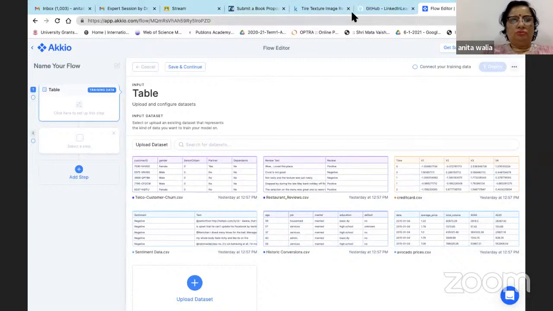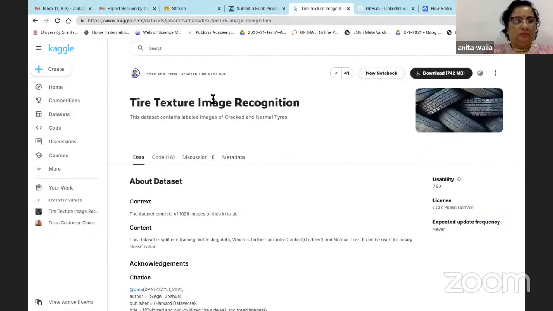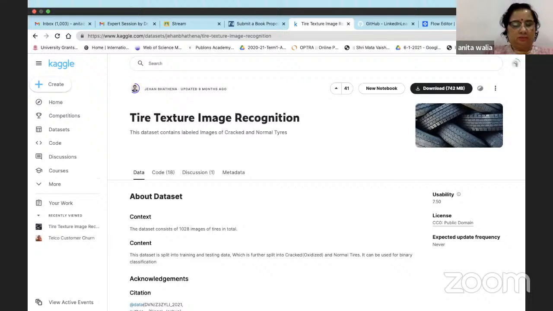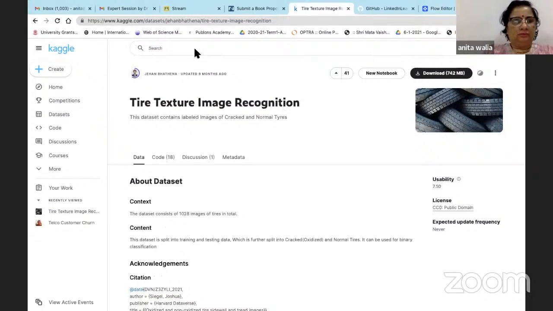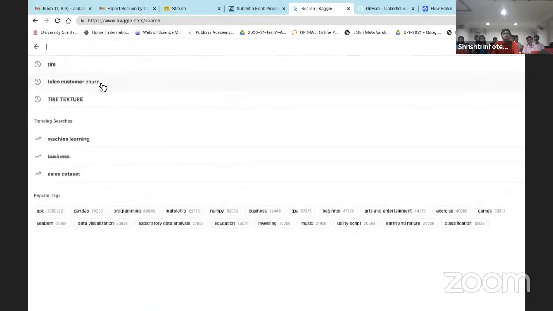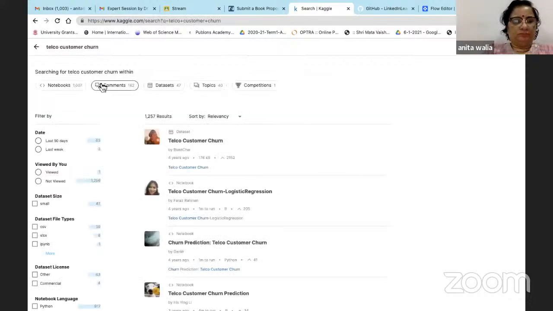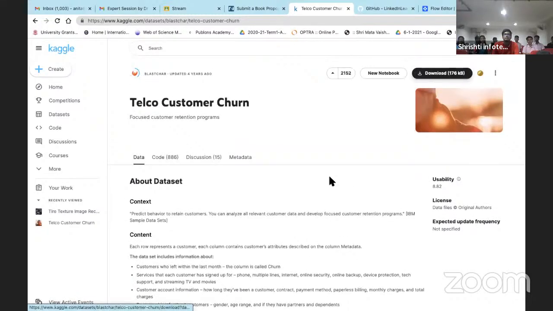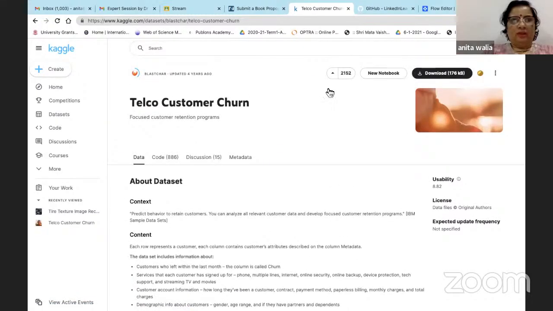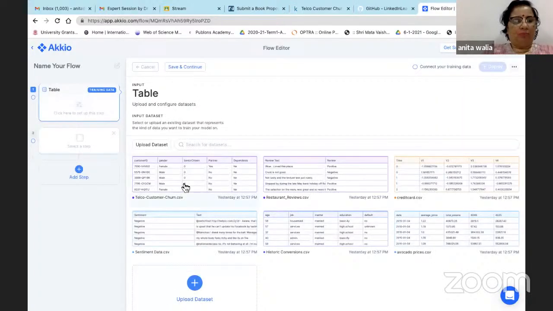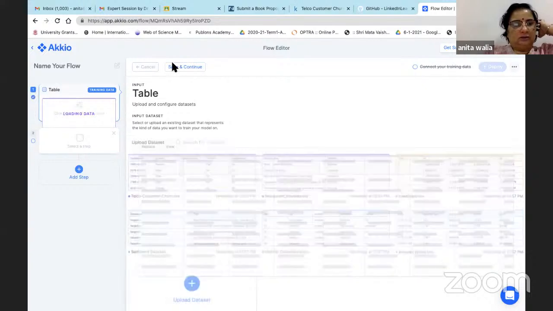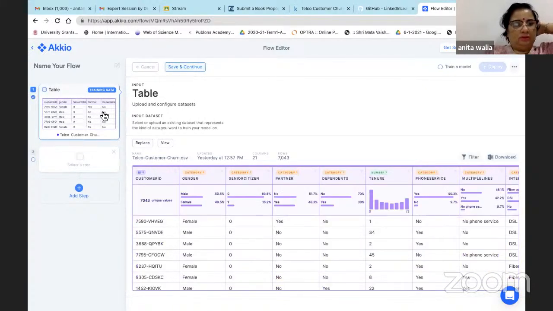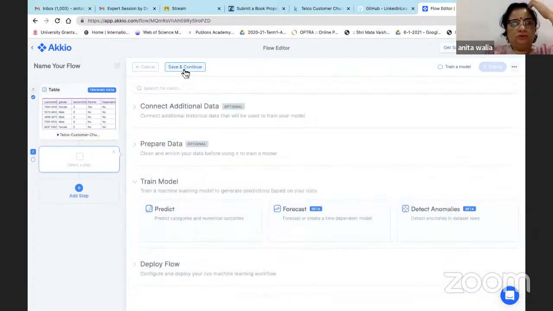So I will just go to Kaggle. Can you all see Kaggle? Yes, ma'am. I'll just type here telco customer churn, and you can see the telco customer churn dataset is already available here. I can go here and download this file, which I have already done. When I downloaded this, I uploaded it, so it is there in the repository. So I'll just take this, click on save and continue.